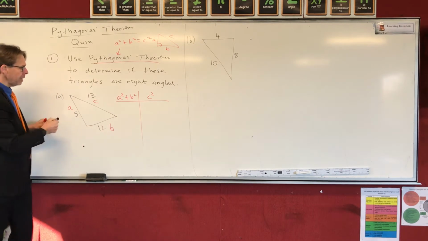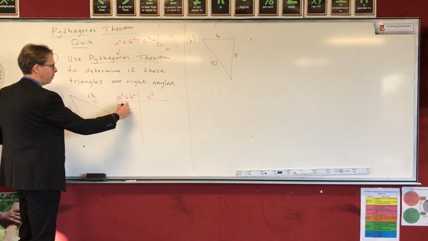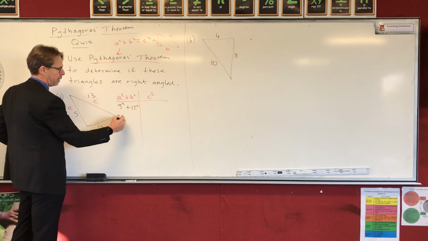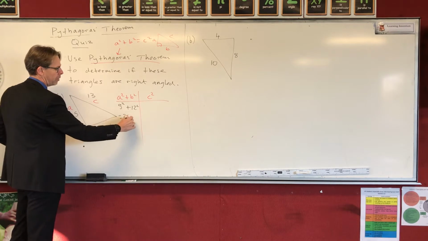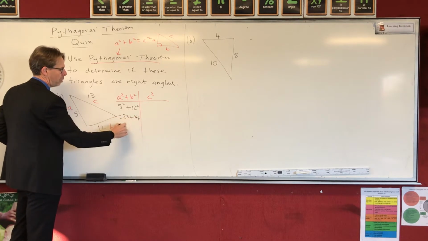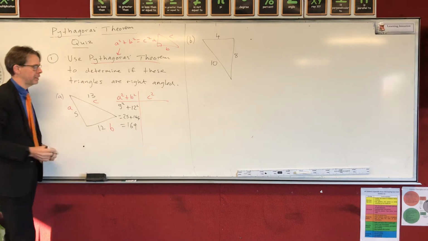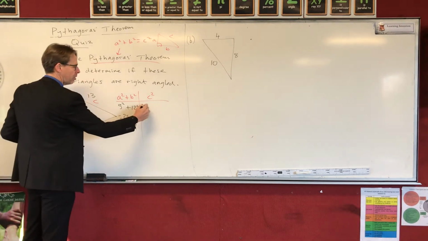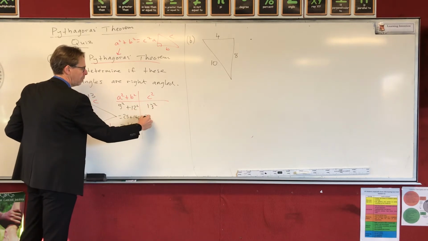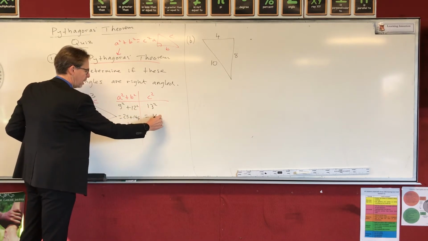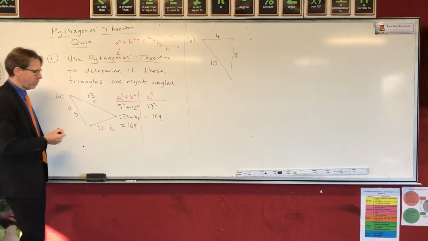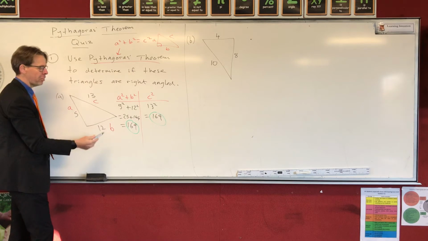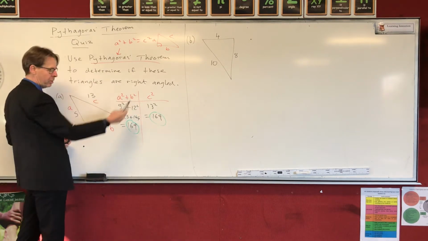Now a squared is 5 squared plus b squared, which is 12 squared. Right? That gives you 25 plus 144, which is 169. Okay? Now let's look at c squared. C is 13, so c squared is 13 squared, which is also 169. So because these numbers are the same, because they match, we can say that a squared plus b squared is equal to c squared.